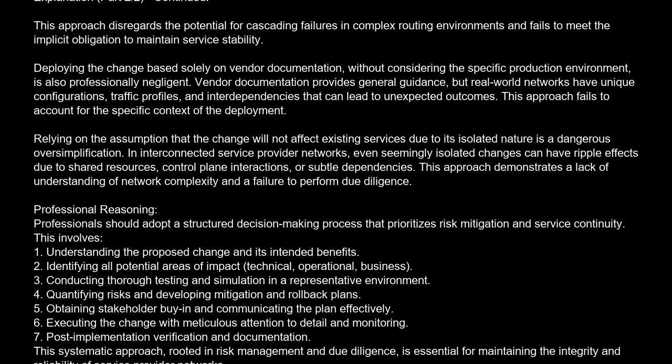Professional reasoning. Professionals should adopt a structured decision-making process that prioritizes risk mitigation and service continuity. This involves: 1. Understanding the proposed change and its intended benefits. 2. Identifying all potential areas of impact: technical, operational, business. 3. Conducting thorough testing and simulation in a representative environment. 4. Quantifying risks and developing mitigation and rollback plans. 5. Obtaining stakeholder buy-in and communicating the plan effectively. 6. Executing the change with meticulous attention to detail and monitoring. 7. Post-implementation verification and documentation.